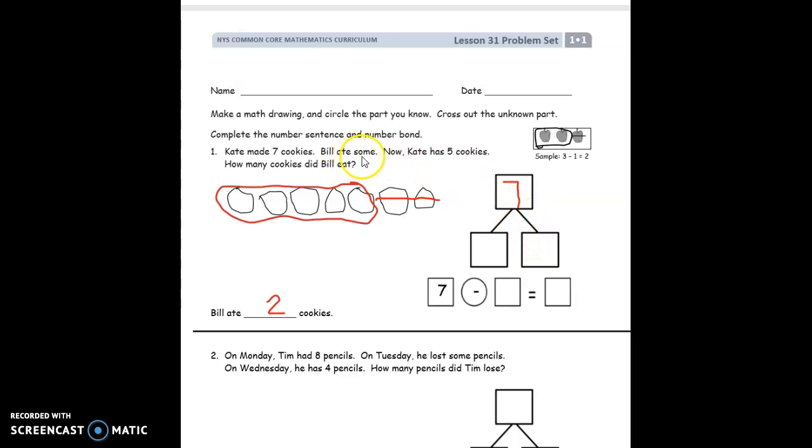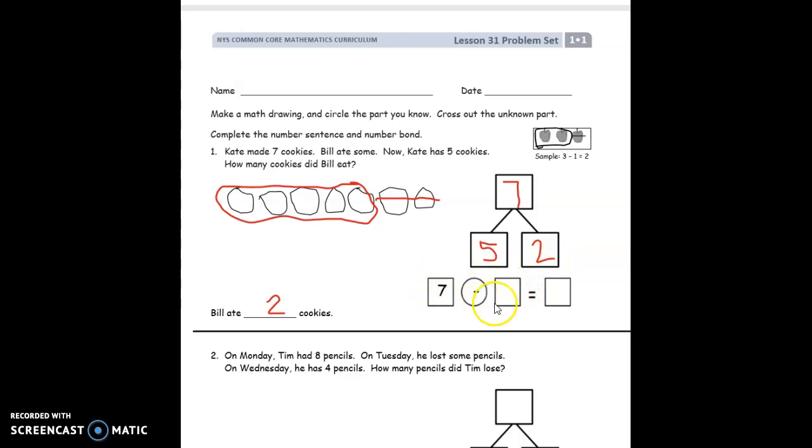Bill ate some. Now Kate has 5 cookies. We circled how many we knew Kate has now. How many did we circle? Right, we circled 5. Write 5 in your part of your number bond. And in your other part, we will write how many Bill ate. How many did we cross out? Right, we crossed out 2.